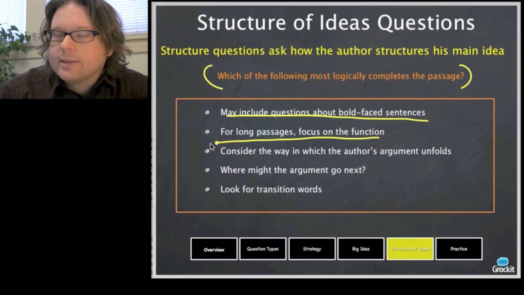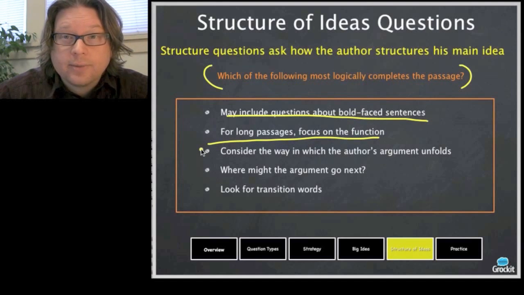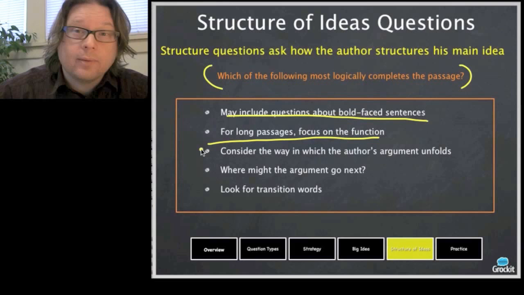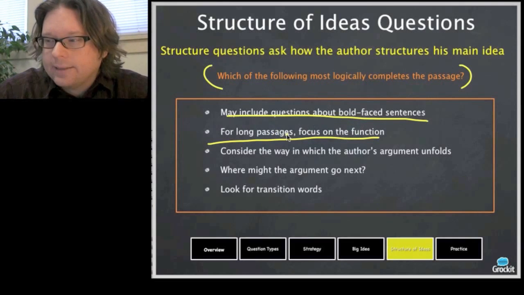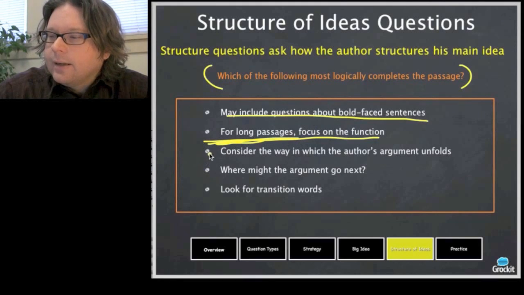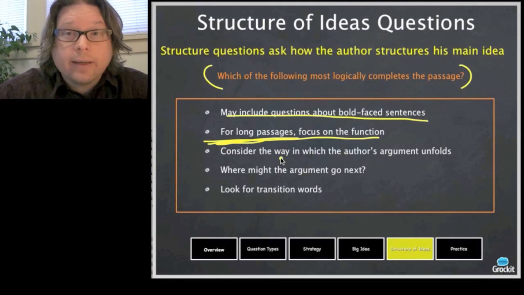And for long passages, this is where focusing on your little function notes, where you say, this paragraph did this function, this one did this function, ends up being extremely handy. Consider the way in which the author's argument unfolds. You should be doing that as you go.